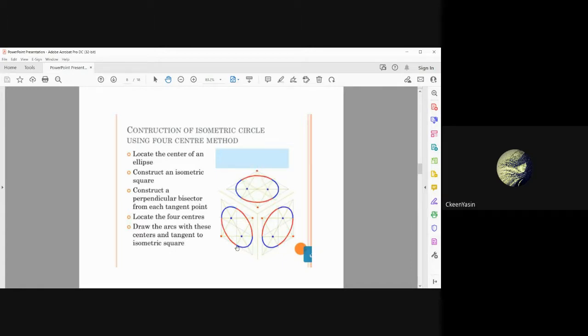And if you have a vertical one and you intend to see from here, it will look something like this. And if you want to see it from this view, it will look something like this. So this is how you draw.